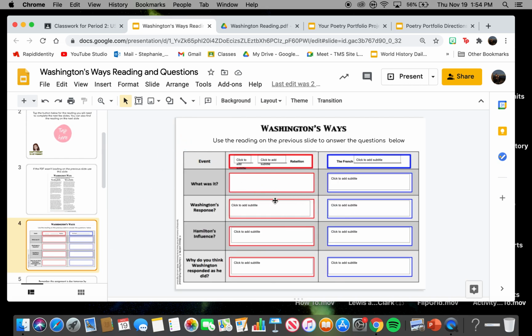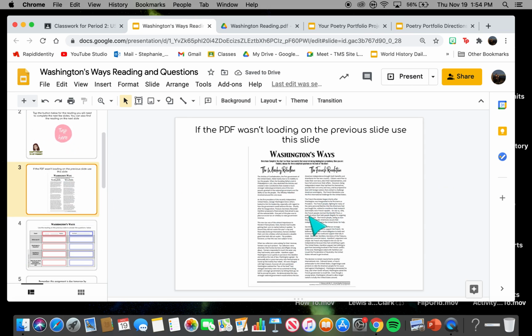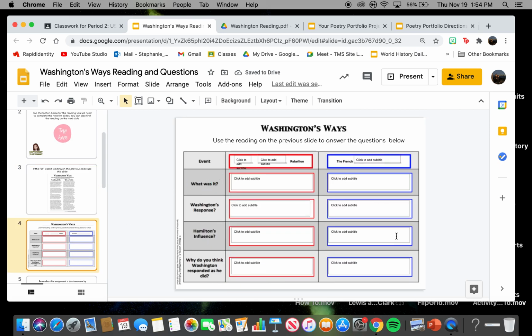Okay, so what you're going to do is read. Sorry, I'm going to add this little text box here because it was missing. You're going to read this reading, and then you're going to fill out this graphic organizer. It's going to ask you what was the event. It leaves off 2 of the words, and then you have to fill it in.